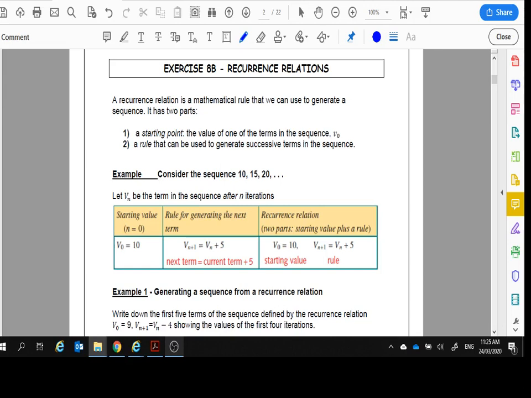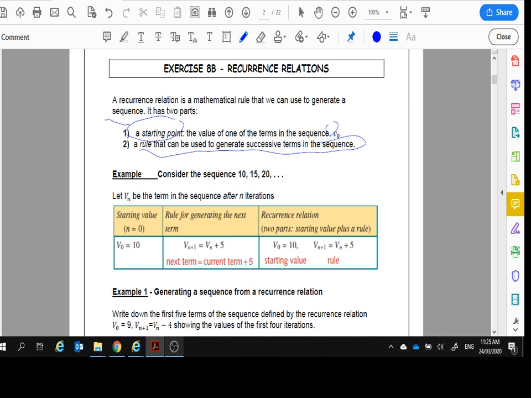Recurrence relation. A recurrence relation is a mathematical rule that we can use to generate a sequence. We'll have a starting point, which is V0, and we can use the rule to generate the sequence. Example, consider the sequence 10, 15, 20.